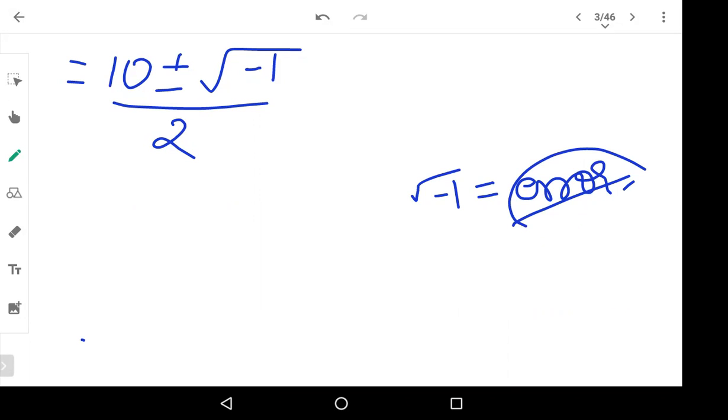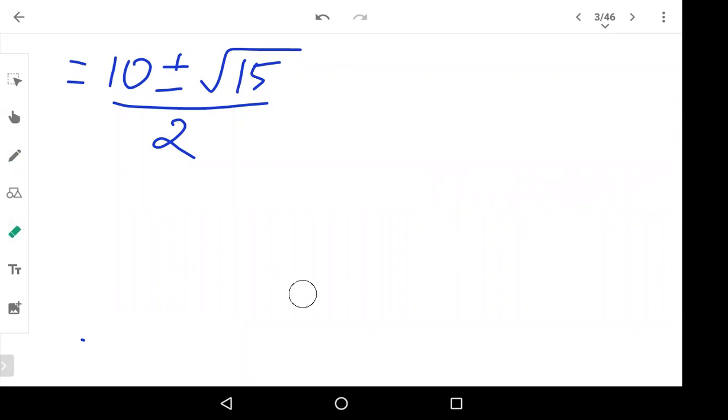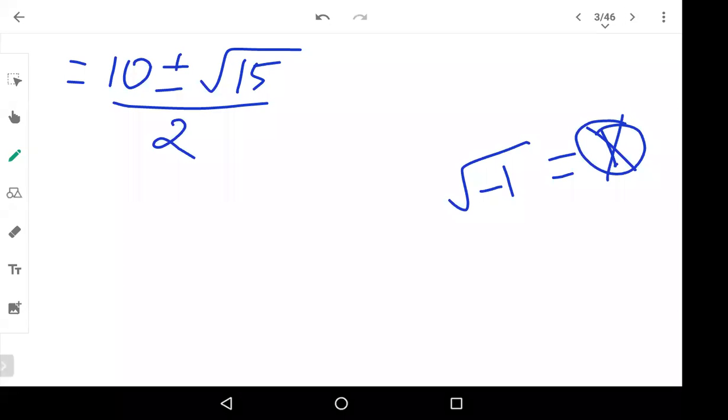Sorry, we are talking about square root of 15, not minus 1. If you find square root of 15, you get decimal points. And in one of the problems which I gave yesterday, a few of you had solved square root of minus 1 as 1. No, this is wrong. You'll get an error here and you will not be able to solve it. So leave it as square root of minus 1 only.